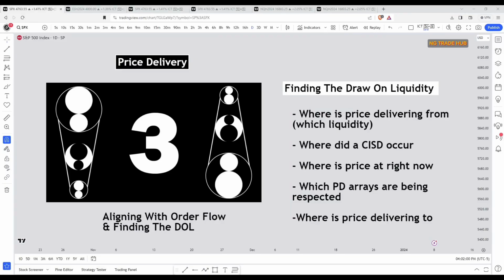We're going to be talking about aligning yourself with order flow and finding the draw on liquidity. There's a checklist that I go through to find the draw on liquidity, and this is a repeatable checklist, so you could always follow this with this model.